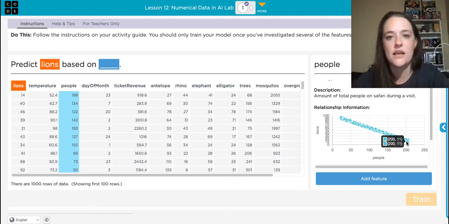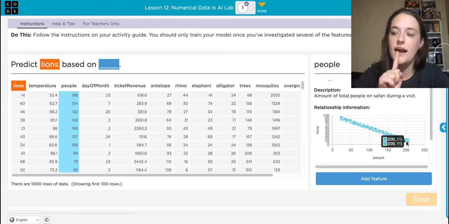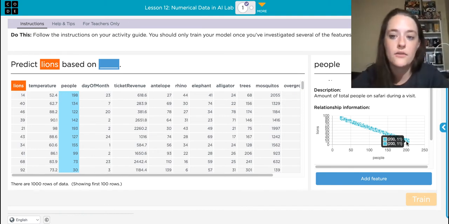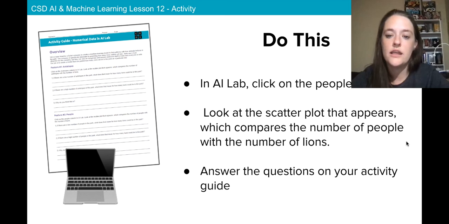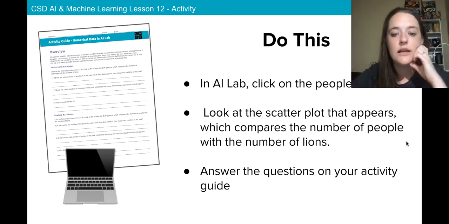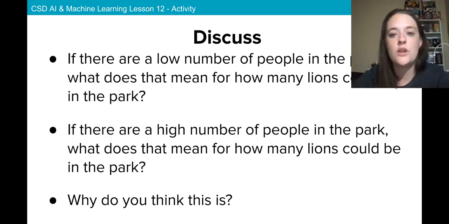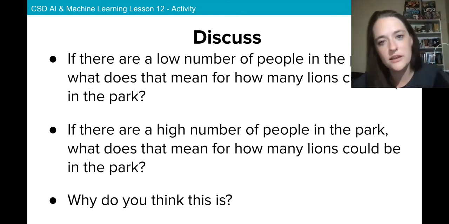I know they sound the same because when you get a lazy I, it sounds like that. All right. So, answer these questions in your activity guide. If there are a low number of people in the park, what does that mean for how many lions could be in the park? Why do you think this relationship exists? Are lions afraid of people?